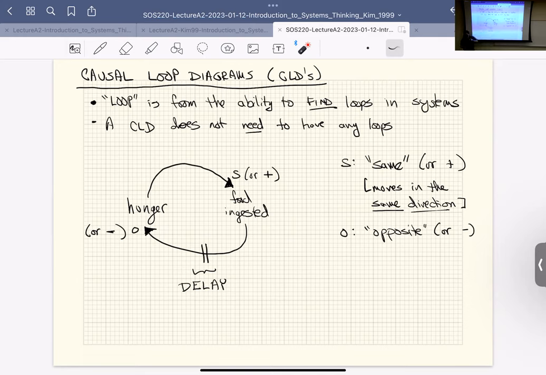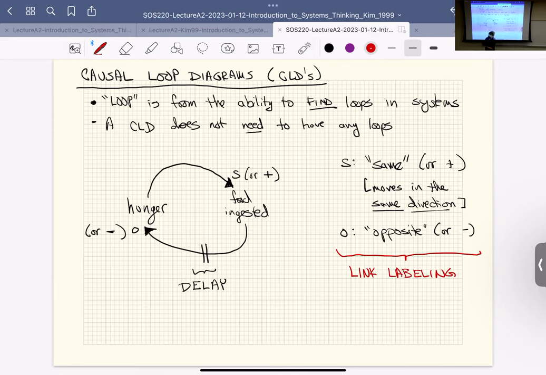Other questions? Okay, so this is what I mean. I'm going to refer to what you do when you draw causal loop diagrams as link labeling. Whenever you draw a causal loop diagram, I'm going to expect that you label all your links.